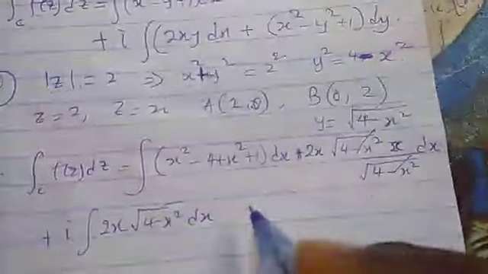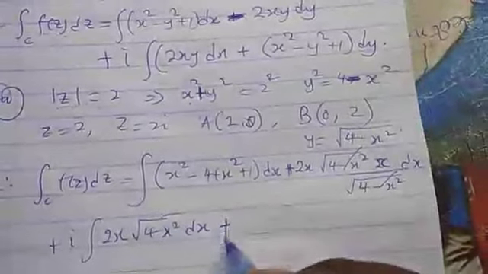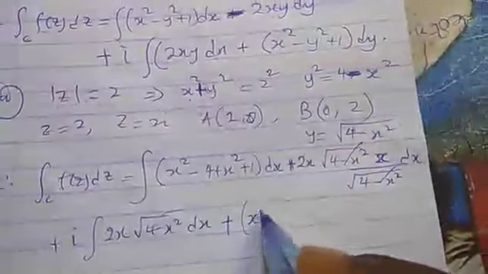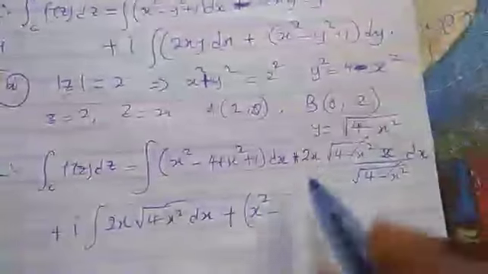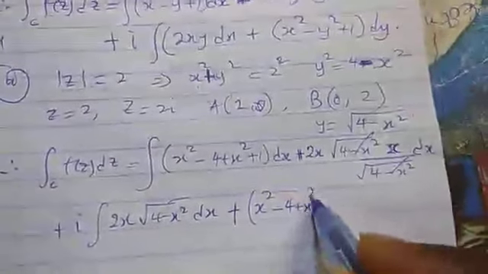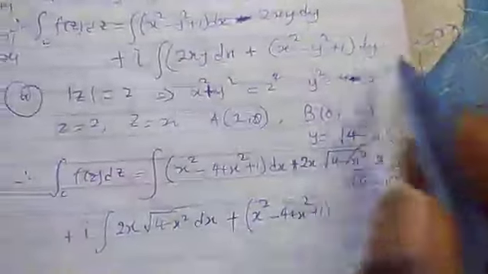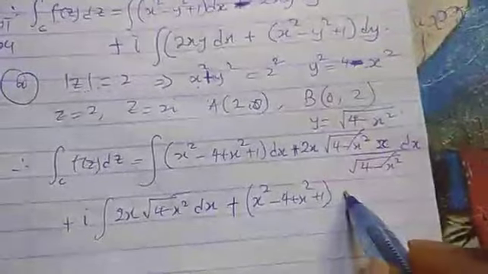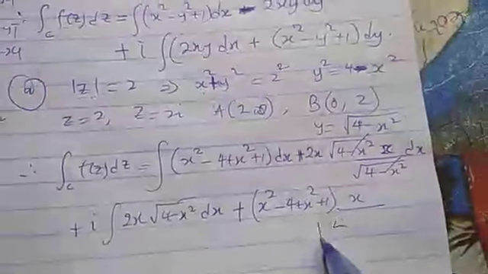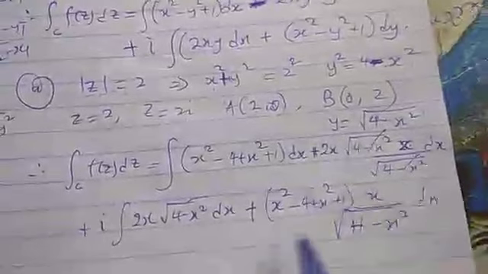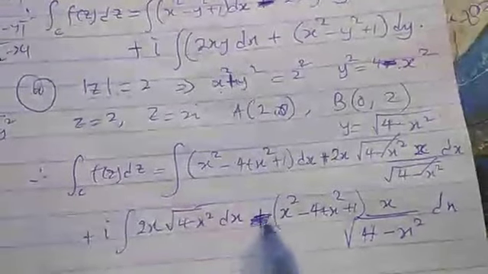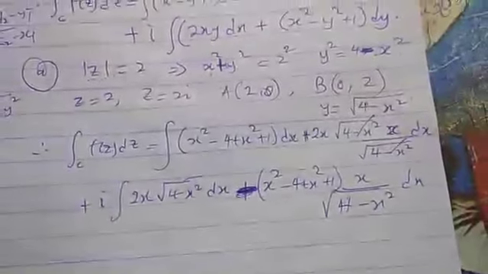Dx plus s squared minus y squared. This is our y squared here. This is our y squared. 4 plus s squared plus 1. Then dy. This is our dy here. X over square root of 4 minus s squared ds. Now because of that minus, it will nullify this plus. It will make it to be minus.